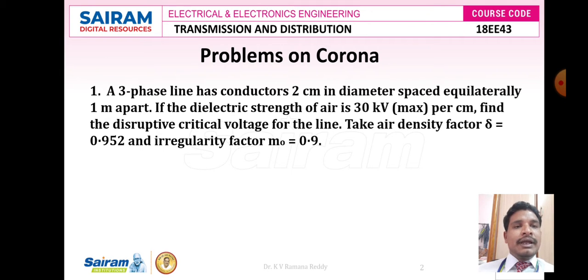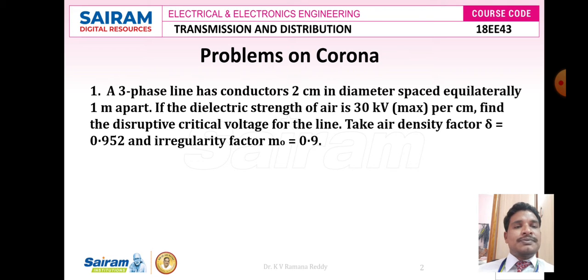A three-phase line has conductors 2 centimeters in diameter spaced equilaterally 1 meter apart. If the dielectric strength of the air is 30 kilovolts maximum per centimeter, find the disruptive critical voltage for the line. Take air density factor delta equal to 0.952 and irregularity factor m0 equal to 0.9. So this is the problem that they have given to us.